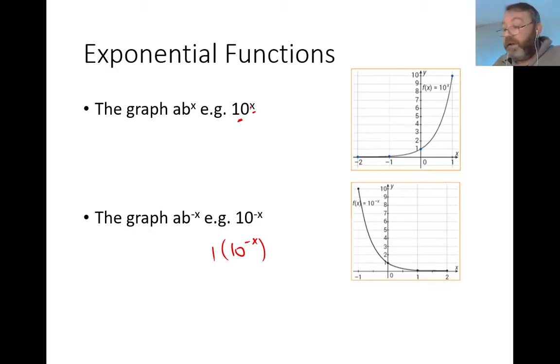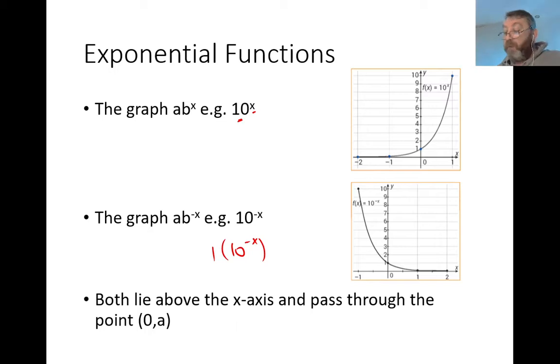So the coefficient will always tell you what number on the y-axis to shoot your graph through. And the power, if it's positive, will tell you to go up. If it's negative, to come down. But you still go through the coefficient that's in front of the base number. Both of these, as you can see, lie above the x-axis. So both of these functions can only give positive values. All right? Think about it.